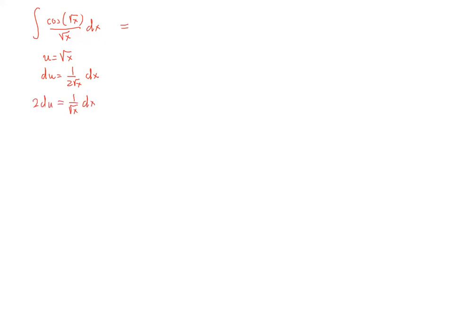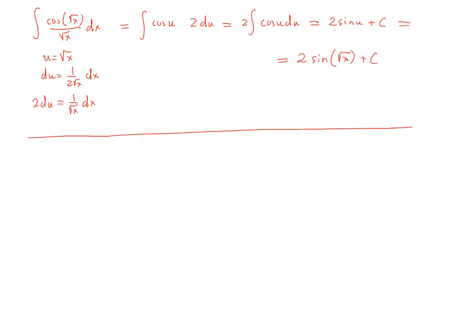I'm performing the substitution, and this will become cosine of u times 2 du. Take the 2 outside, and this will become 2 sine u plus c. And of course, we need to go back to our original variable, which gives us 2 sine of square root of x plus c.